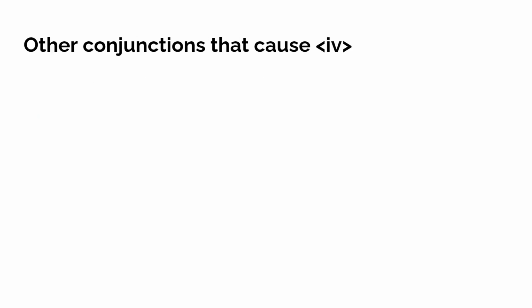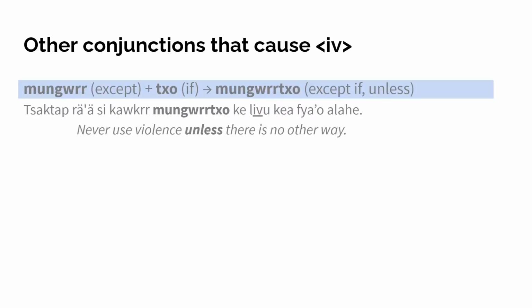And here are some other conjunctions that cause even fix. First of all, mungwrrtxo, except plus o if becomes mungwrrtxo, except if, unless. And very likely we see it comes from o if, so it makes sense that it also causes the next verb to get the even fix. One example would be tsaktap re'esi kaukrr mungwrrtxo kesivu txokefyaw alahe. Never use violence unless there is no other way, or except if there is no other way.